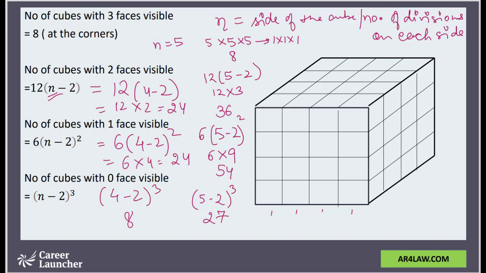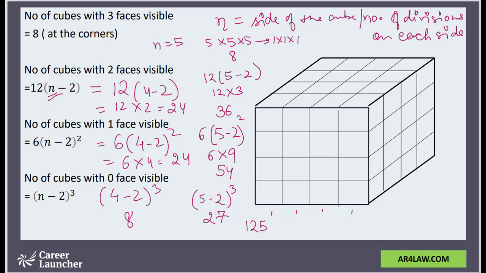So now we can tally also. We know when we have a 5 centimeter cube and it is cut into smaller cubes of 1 centimeter side each, the total number of smaller cubes is going to be 125. And if we add up all these numbers, 8 plus 36 plus 54 plus 27, we get a total of 125. So if you have a question like this, don't spend your time in manual counting, just stick to these formulas.